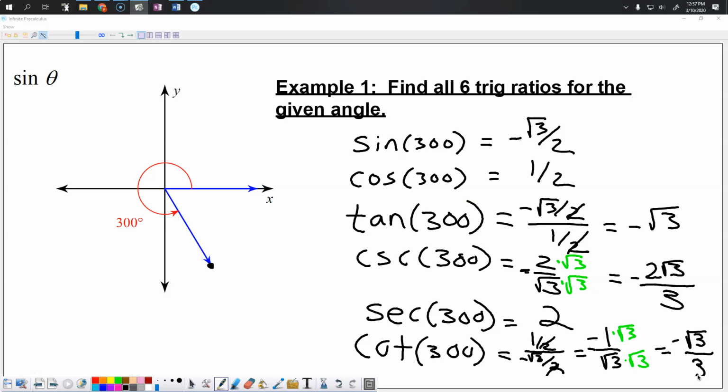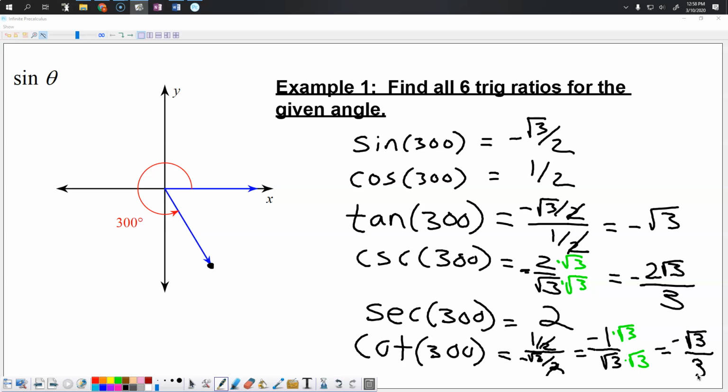So here's what we learned. Sine is the y value. Cosine is the x value of that angle. Tangent is y over x. Just cross off the 2's. Cotangent is x over y. Just cross off the 2's. And when you have a square root in the bottom, you have to rationalize.